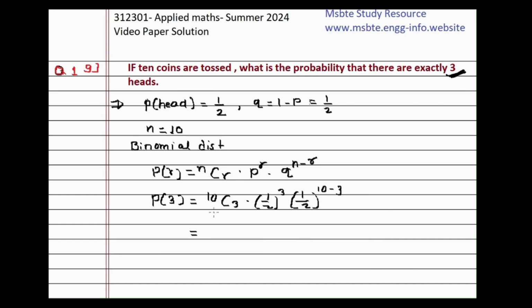Using the scientific calculator, nCr appears in this button, shift and divided by. So you press 10, then shift divided by, then 3. You get nCr in the calculator. So this value comes out to be 15 divided by 128. Or if you press SD, it is 0.1171.